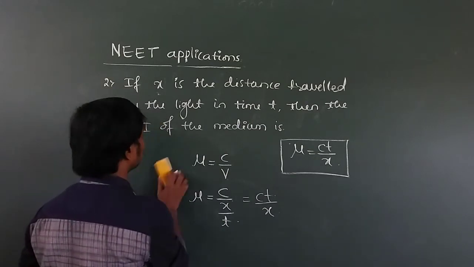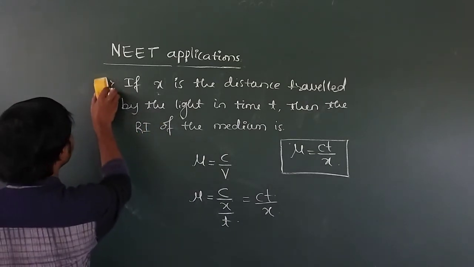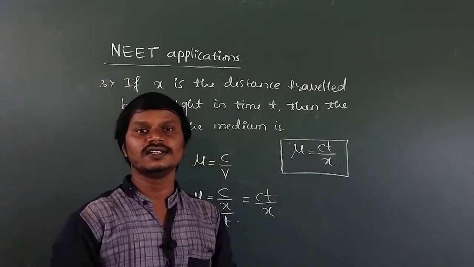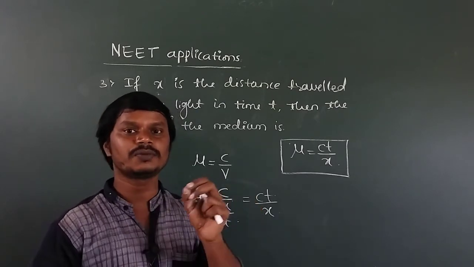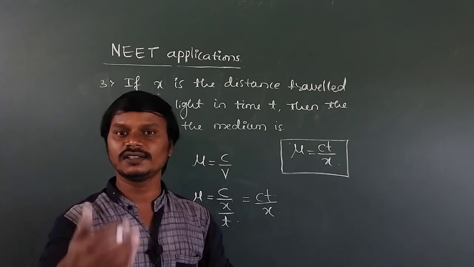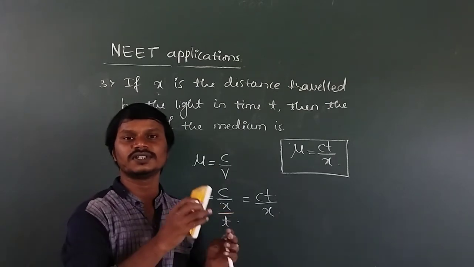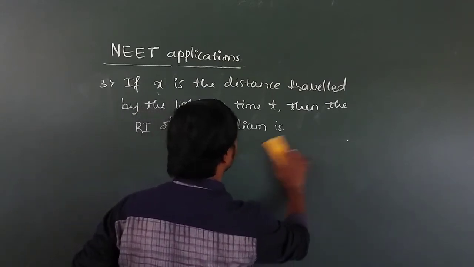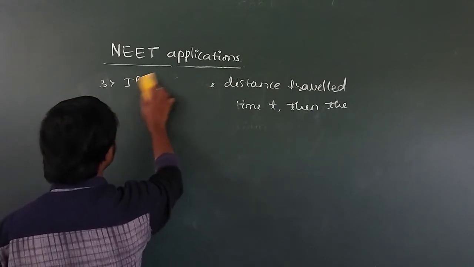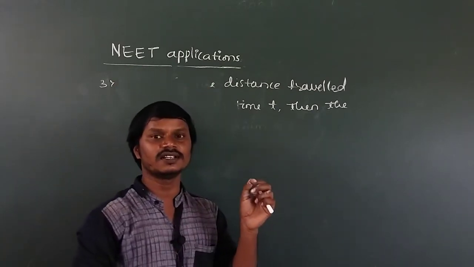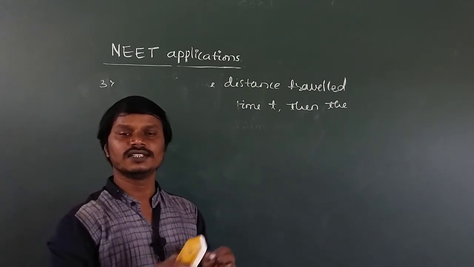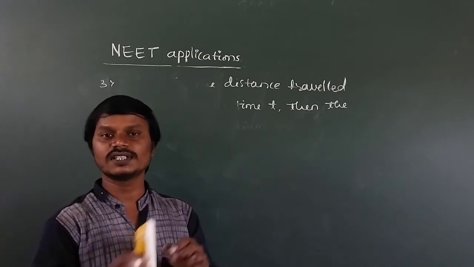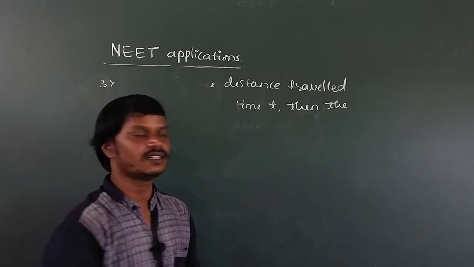So next one, third application. If x1 and x2 are the distances traveled by the light in two different optical media of refractive index mu1 and mu2, then what is the relation between refractive index and distance traveled? If the distance traveled by the light in the first medium is x1, the distance traveled in the second medium is x2, and the refractive index of the first medium is mu1 and of the second medium is mu2, then what is the relation between the refractive index and distance traveled?